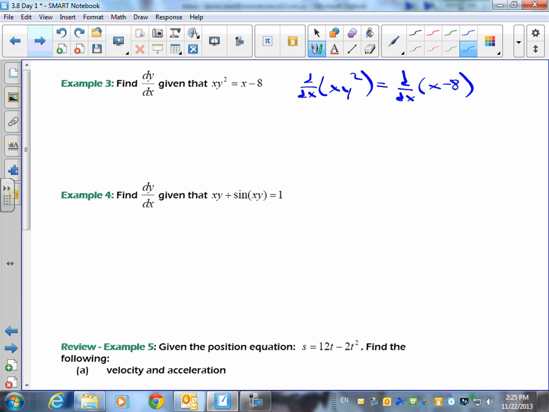Okay. So the derivative of x times y squared is x times 2y y prime plus 1 times y squared. That's product rule. Okay, so far? Derivative of the right-hand side?